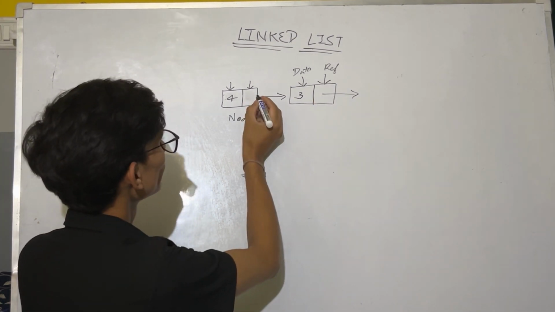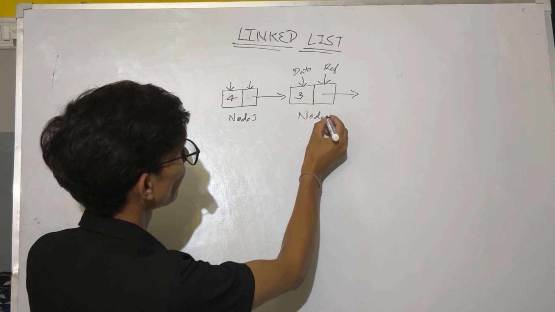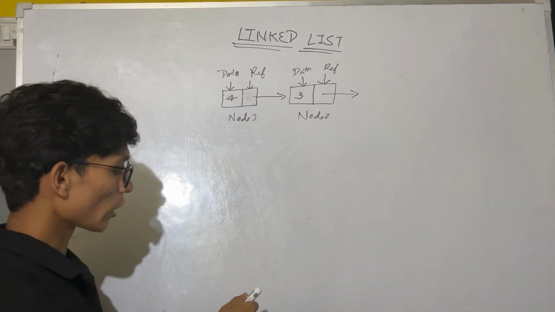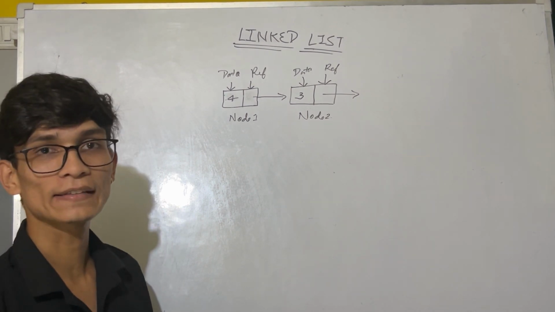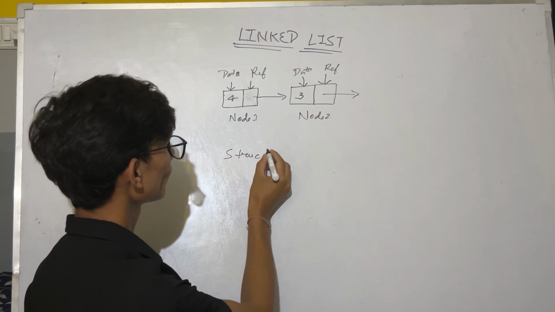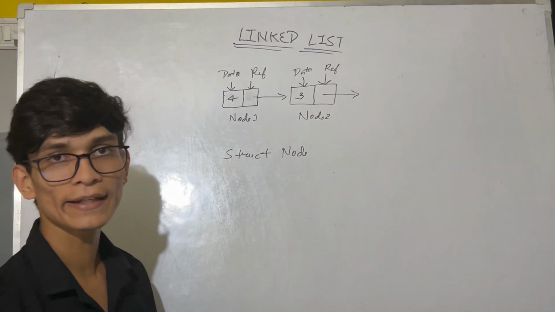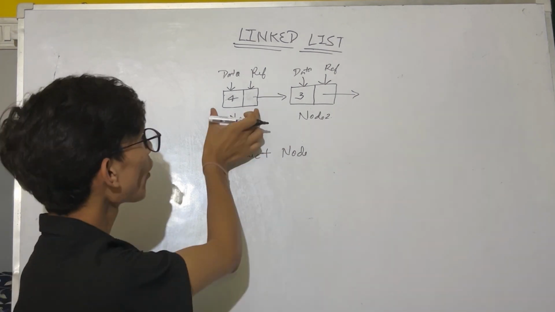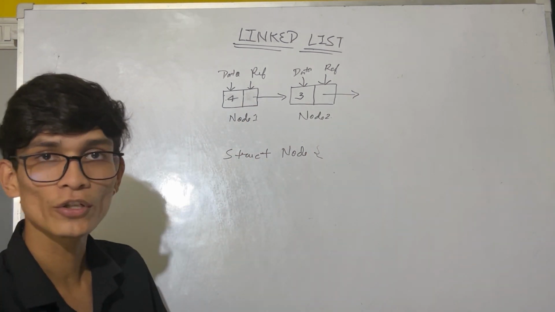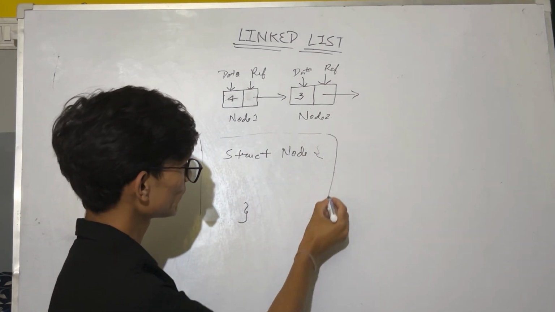So now it's node 1, it's node 2, and we just need to make a structure. How can we make a structure? In C++, we just write struct and then the name of the structure, what we want to call it. Generally we call it a node, so we are giving the name node. So this is a structure.